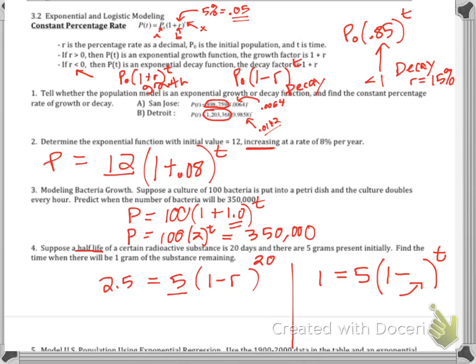But here's the last part of it. I told you there's a kind of a two-part problem. So I start with 5 grams, and I want to know when I get to half. That's when I set it all equal to 2.5, and it said 20 days, so I put 20 for time. We're going to solve for r.